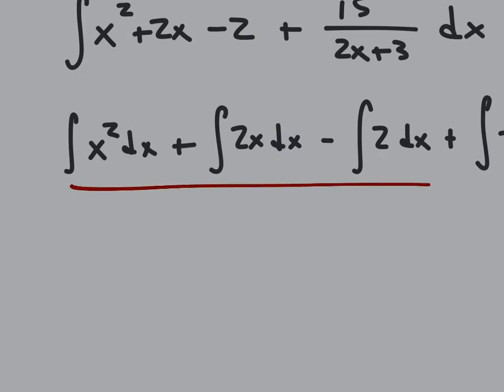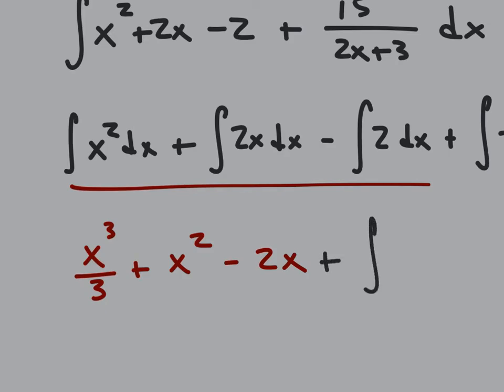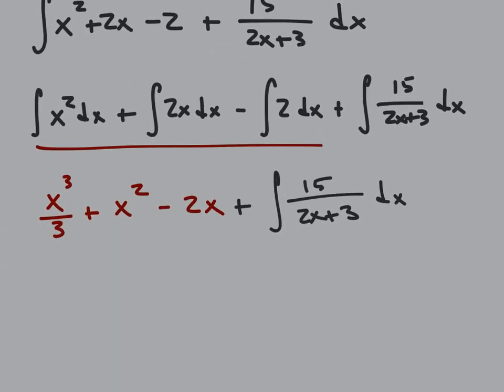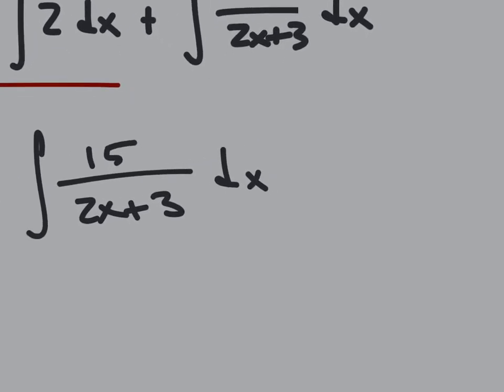So as a result, we get this. We're going to get x cubed over 3 plus x squared minus 2x, okay? And remember that every time you integrate, you should be able to take the derivative and go back to where you started, okay? And then I'm going to add in the plus the integral of 15 over 2x plus 3 dx. All right, I can still do that from here. We'll add in the plus c later.